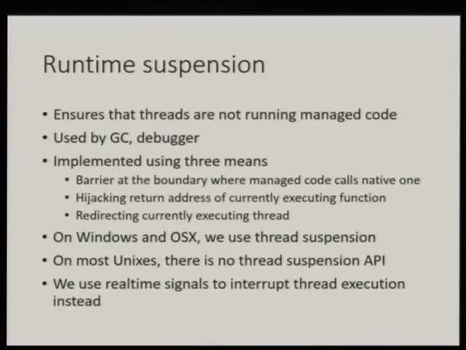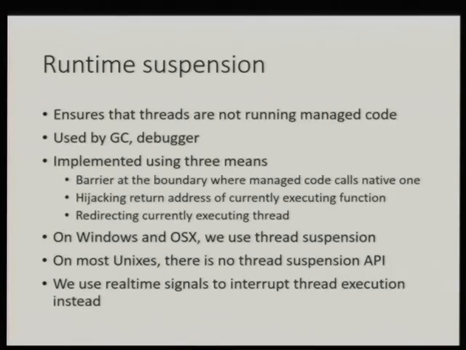But on most Unixes, there is no thread suspension API. The way it works with thread suspension is that we suspend the thread, read its context, which means the process registers, and check if it's in the native code. If it is in the native code, you just let it run, because it will eventually hit the barrier, and it will never walk back to the managed code again.